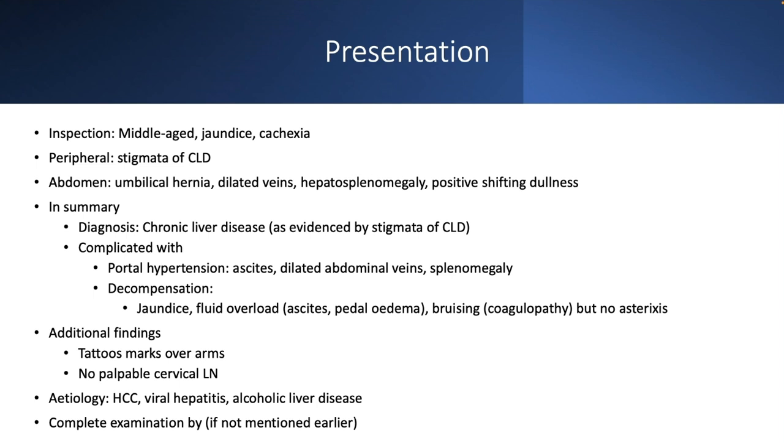Additionally, I noticed this patient also has tattoo marks over the arms. However, there are no palpable cervical lymph nodes. In view of all that, the likely etiology for this patient will be hepatocellular carcinoma, with a differential of possible viral hepatitis in view of the tattoo marks seen, and my third differential can be alcoholic liver disease. Then, if you haven't mentioned wanting to complete the examination, this is the time to mention that you want to complete your examination by checking this and that.